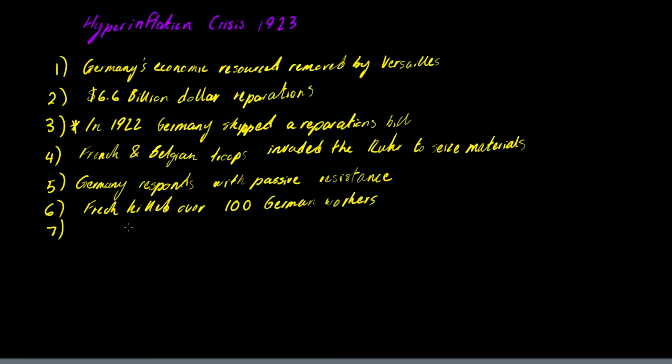Next, the halt in German industrial production. Clearly with passive resistance, nothing's being produced. This halt in industrial production actually led to the collapse of the German economy.